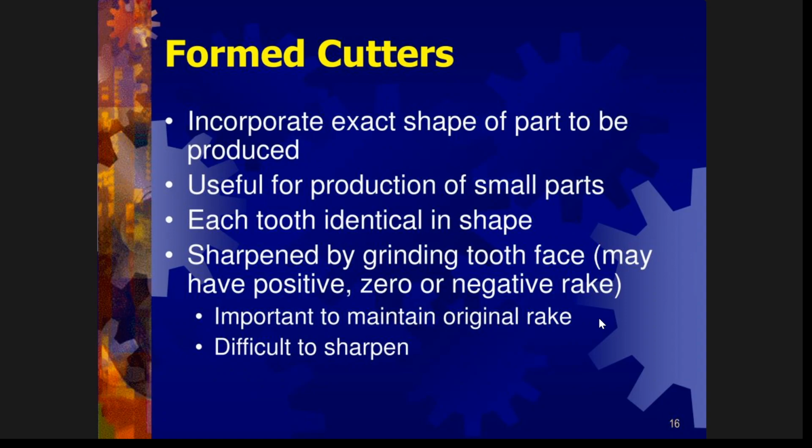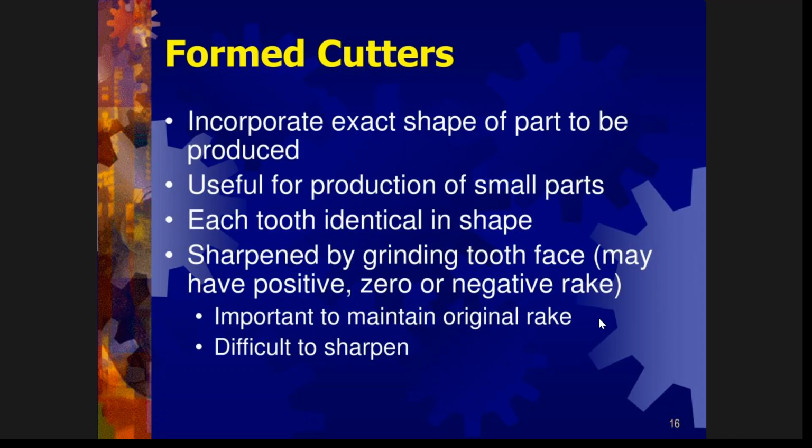Formed cutters, or forming cutters. This is to get an exact shape of the part to be produced. The shape can be any shape. Whatever the shape required, you have to make the cutting tool or the cutter in the respective shape to get the required shape.